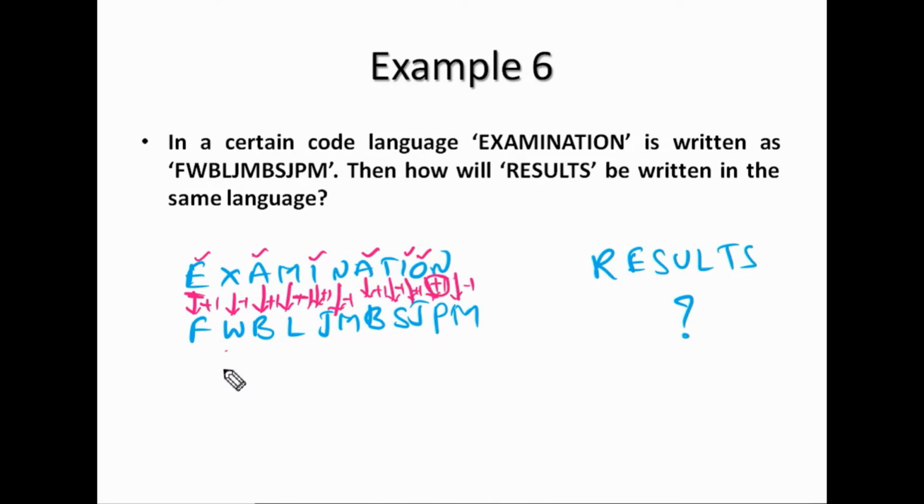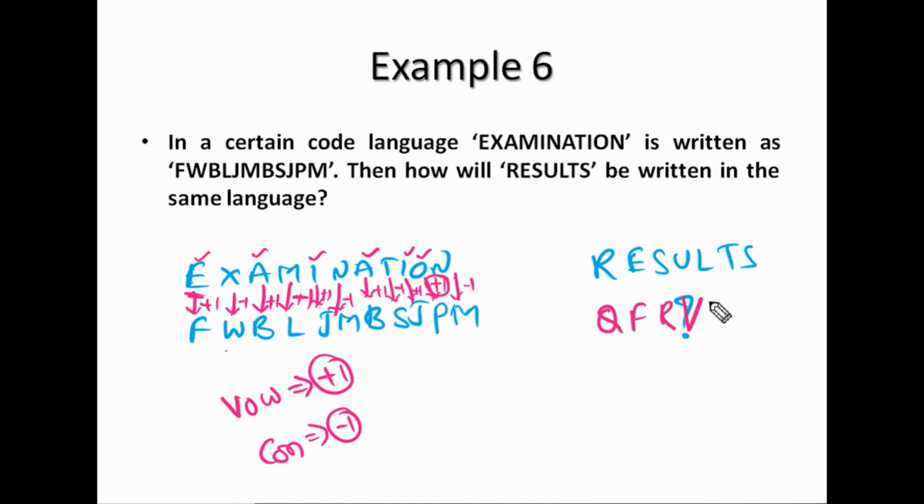So here the logic is not alternative, the logic is based on vowels and consonants, letter type. If it is a vowel, we have to replace it with plus 1. If it is a consonant, we have to replace it with minus 1. Okay, so apply that logic. R before letter is Q, E next letter is F, S before letter is R, U next letter is V, L before letter is K, T before letter S, and S before letter R. That is the answer.